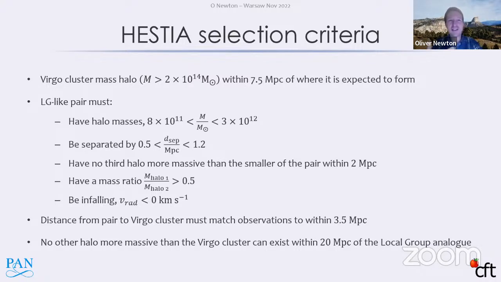You need to have a Virgo cluster mass halo somewhere nearby. You need to satisfy lots of criteria about the halo masses of the Milky Way and M31, their separation and so on. For each one of these criteria you apply, you start cutting away more and more of that initial sample of 1,000. So even though we're producing analogues that are similar, we still have a lot of wastage at this point with the approach, unfortunately. But it's a more efficient approach than selecting randomly from a large simulation box, for example. Okay, thank you.